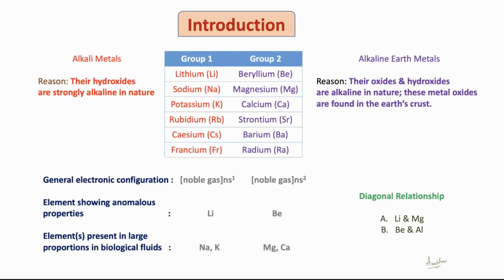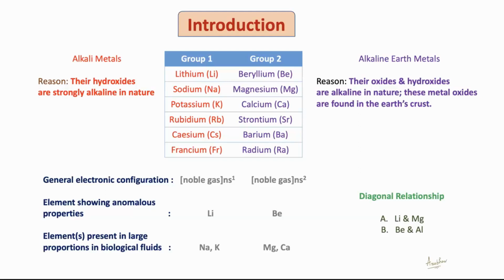Now, their general electronic configurations are as follows. For group 1 elements, the alkali metals, it is noble gas ns1. This is the general electronic configuration of the group 1 elements. And for group 2, it is noble gas followed by ns2. These alkali metals have only one electron in the valence shell, but the alkaline earth elements, beryllium, magnesium, and the other group 2 elements, have two valence electrons in the valence shell.